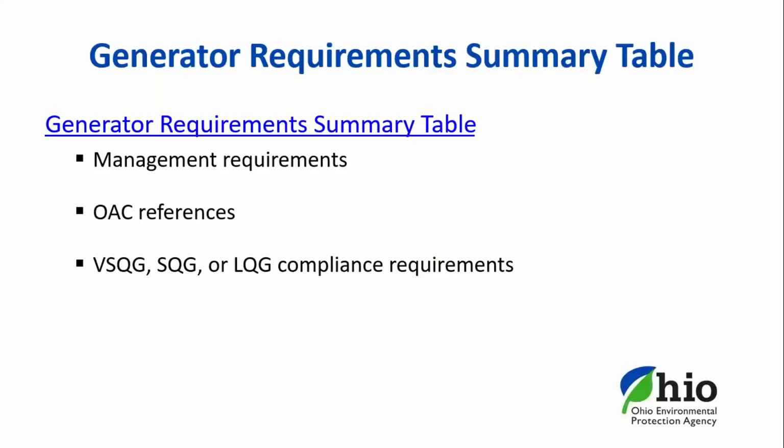The generator requirement summary table that I've linked on this slide is a very helpful comprehensive overview of the rules. It breaks down all of the requirements, and then it indicates whether a VSQG, SQG, or LQG needs to comply with that. And it also links back to the rule citations.